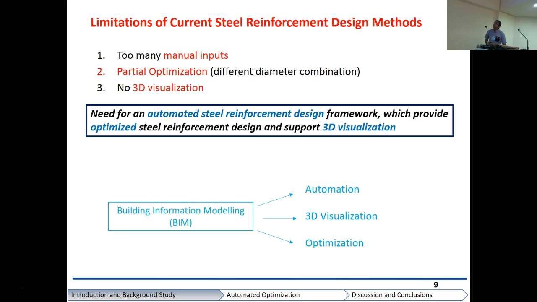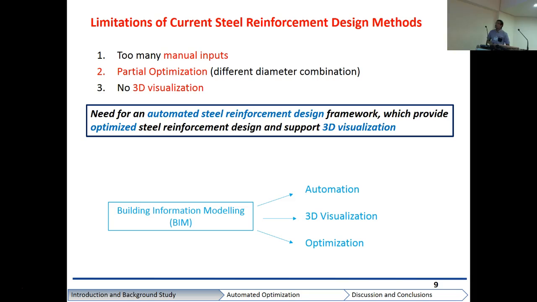Hence, we can say that for steel reinforcement design, we have some limitations: there are too many manual inputs, there is only partial optimization, and there is no 3D visualization. Hence, there is a need for an automated steel reinforcement design framework which provides optimized steel reinforcement design and also supports 3D visualization.